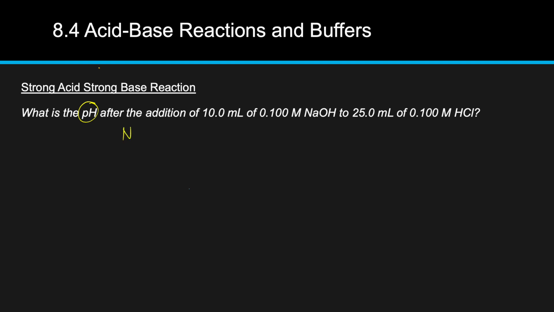We have sodium hydroxide reacting with hydrochloric acid. That is going to form water and salt. So because everything is a 1-to-1 ratio, let's solve for the moles of our strong acid and strong base and find out what is going to be limiting the amount of water and NaCl that we can make.